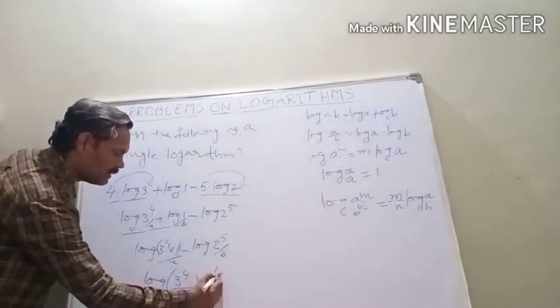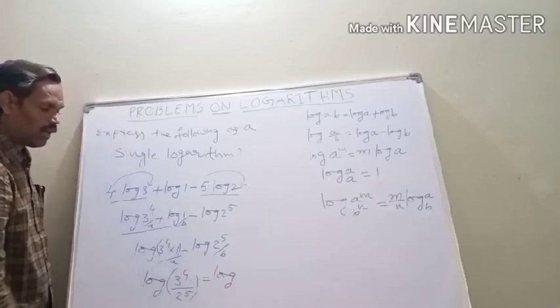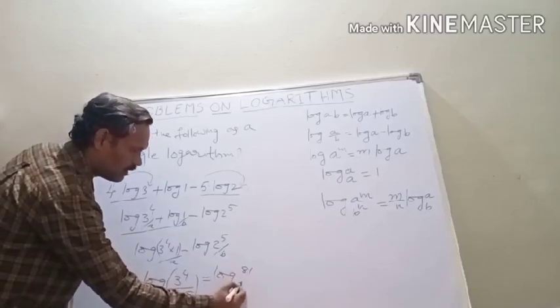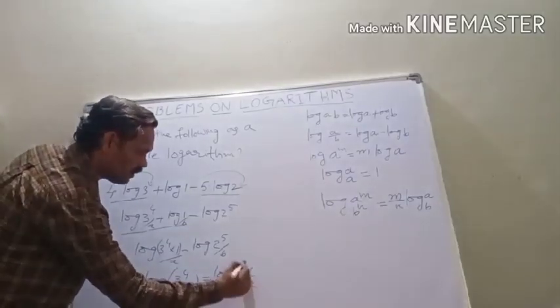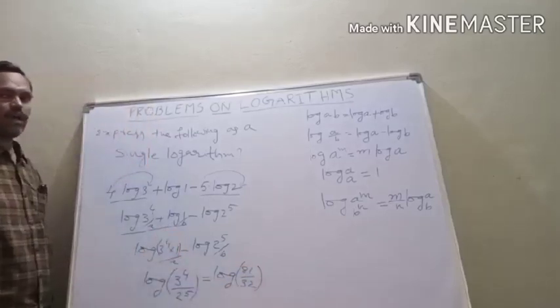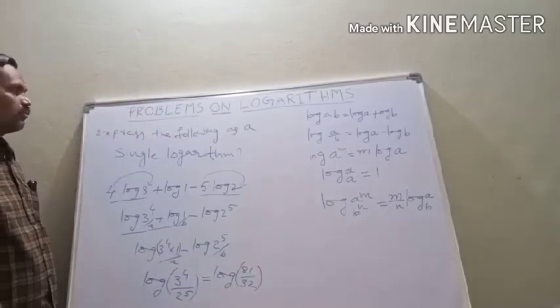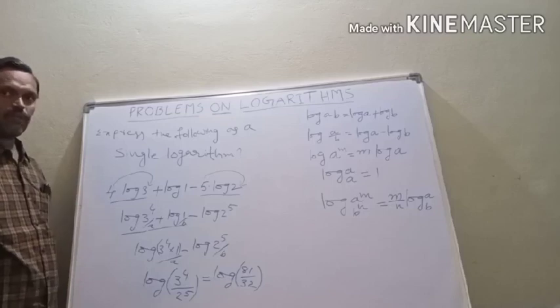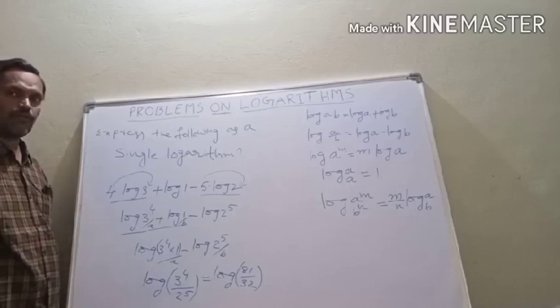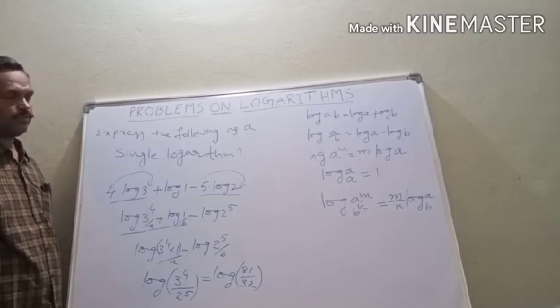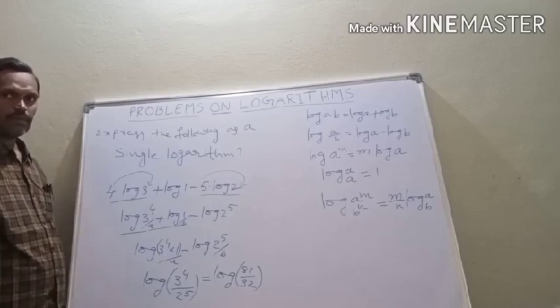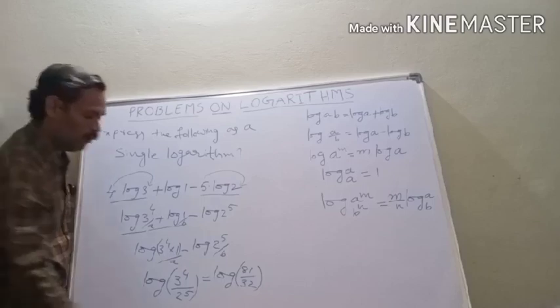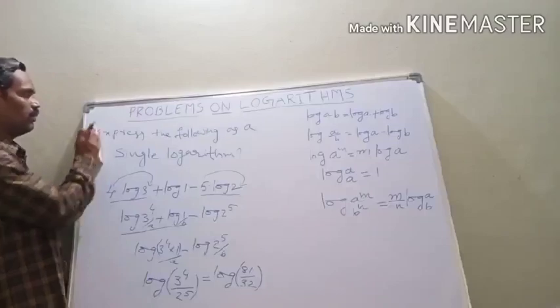So if you are interested, write the exponent values. 3 to the power of 4 is nothing but 81. 2 to the power of 5 is nothing but 32. That is log 81 by 32. So this type of problems are very important for half mark and 1 mark in the public examination. Okay, is it clear? Okay, then go for another model.